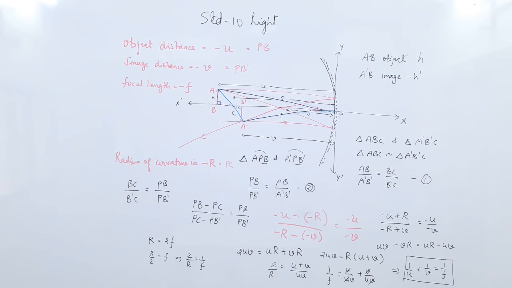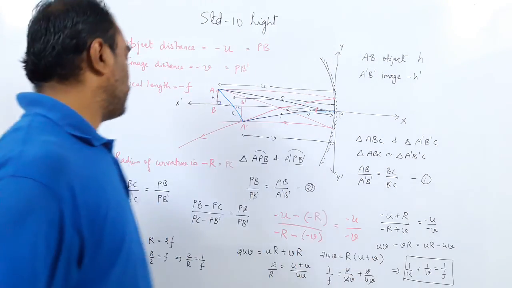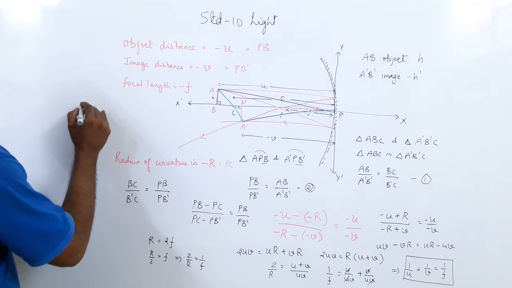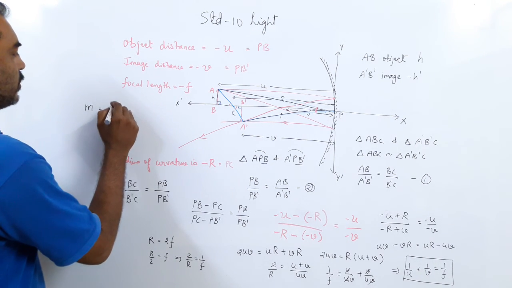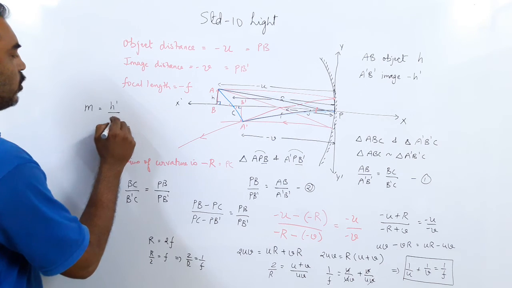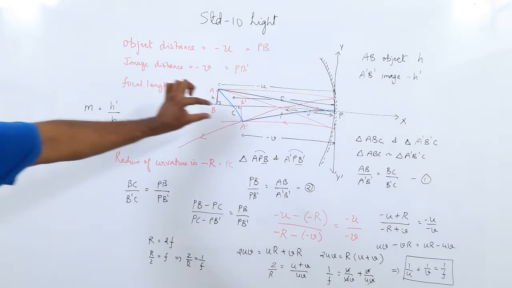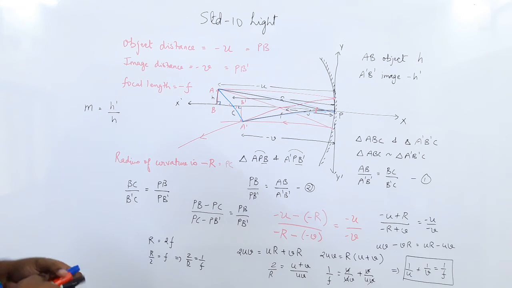Good morning, friends. In the last lecture, we derived the mirror formula 1/u + 1/v = 1/f. And one thing we were left to see was the magnification. The magnification means the ratio of the image height upon the object height, that is, how big the image is and how big the object was. The ratio of the image height to the object height is called magnification.